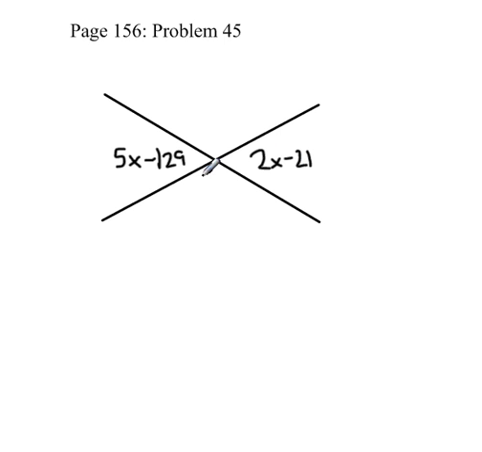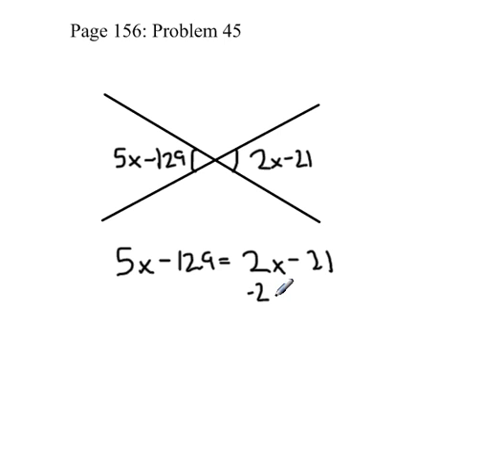Now don't confuse these with what we just did. You don't know that these add to 180. There's no way to know that unless they're both right angles and they're marked as right angles. So what you have to do here is recognize the vertical angles, and the vertical angles will be exactly the same across these lines. So 5x minus 129 equals 2x minus 21.